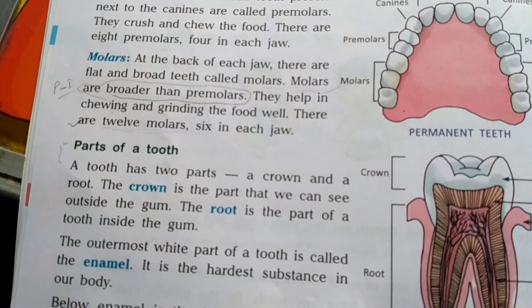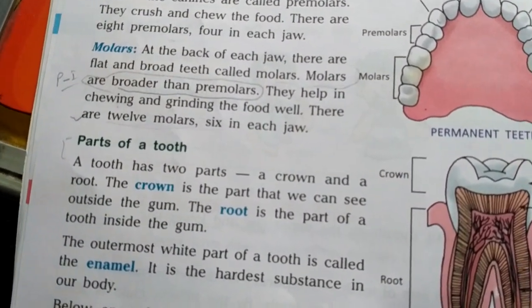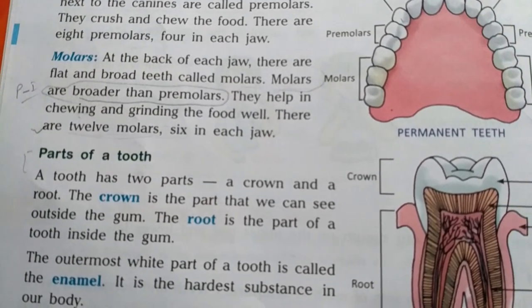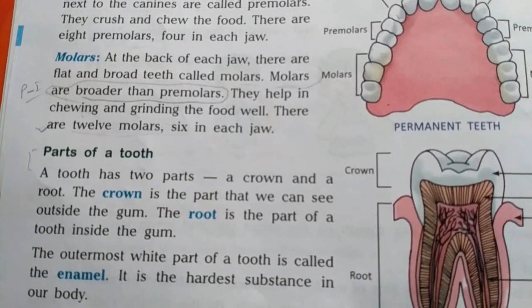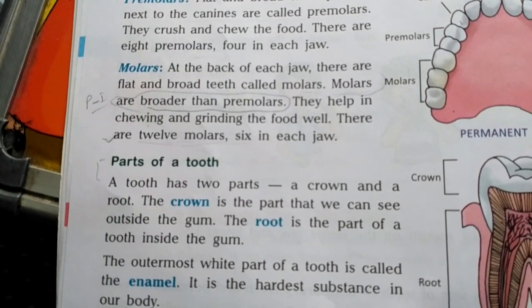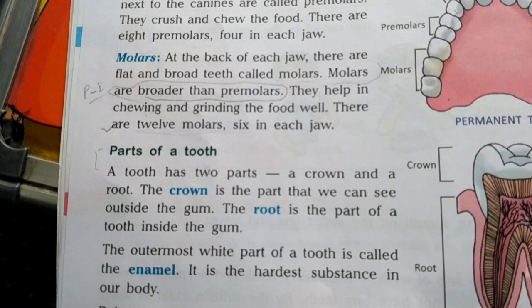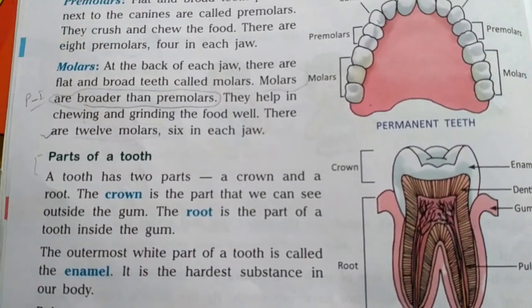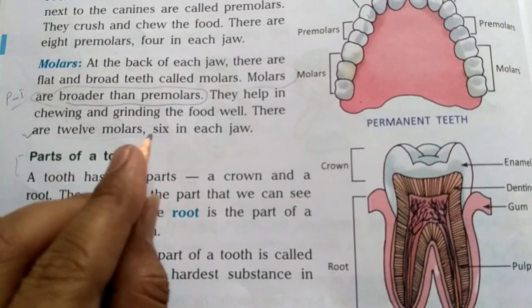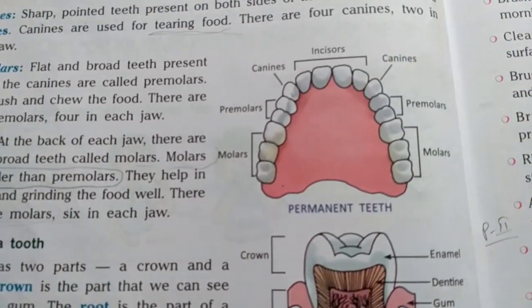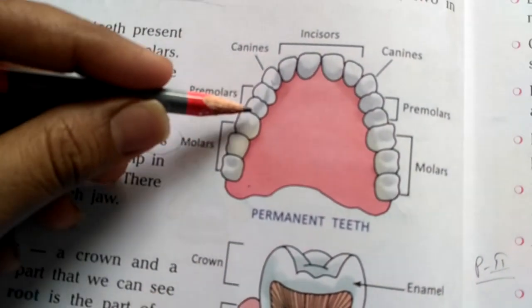As we grind something in the mixer, after grinding that particular food item, it just gets converted into a paste-like item. The same function is performed by the molars in our mouth also. There are 12 molars in total, divided as 6 in the upper jaw and 6 in the lower jaw. Now see the picture of the molars.